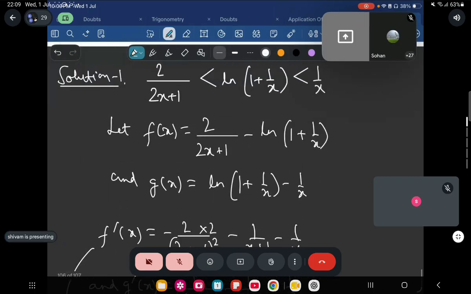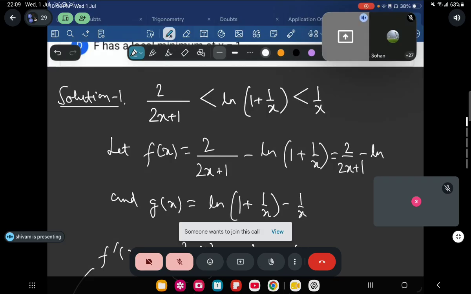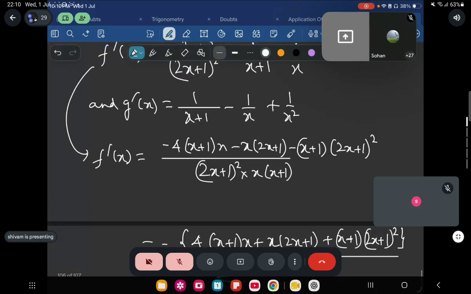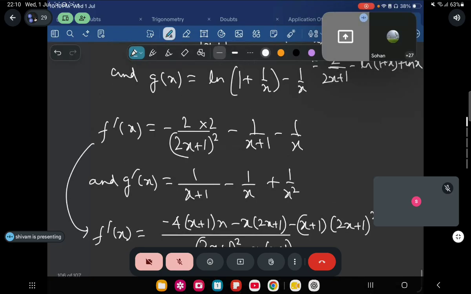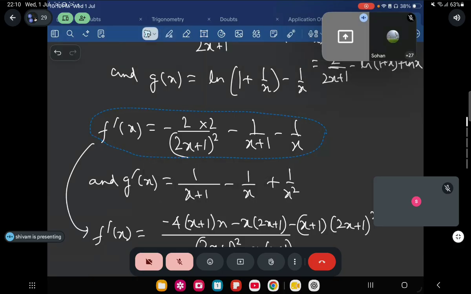Wait. Over here, 2 by 2x plus 1. If you simplify, this will become 2 by 2x plus 1 minus ln 1 plus x by x. Okay, so it will become minus ln 1 plus x, 2 by 2x plus 1 minus ln 1 plus x plus ln x. Are you getting where I made the mistake? Plus ln x. Okay, now let us start differentiating.